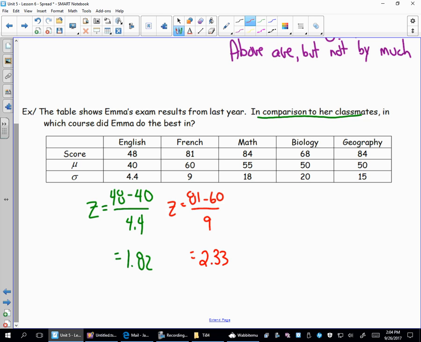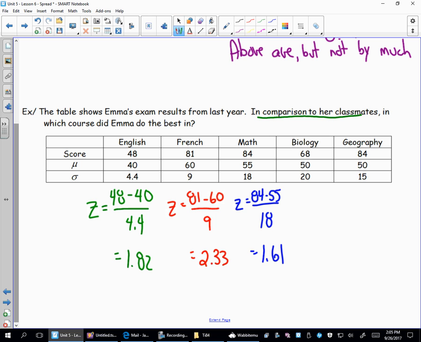And let's try math, which she did really well on, right? Well, in math, the class didn't do so well. The average was 55, but standard deviation was huge. It was 18. Really inconsistent. Z-score 1.61. So just on these 3 classes alone, even though she had the highest mark in math, it actually was her worst class relative to her classmates because it had the lowest z-score.